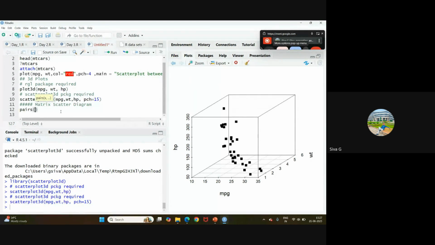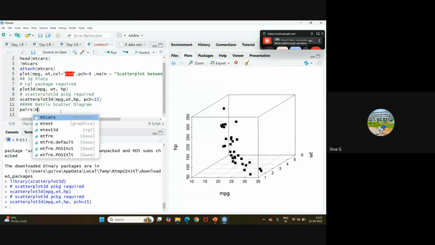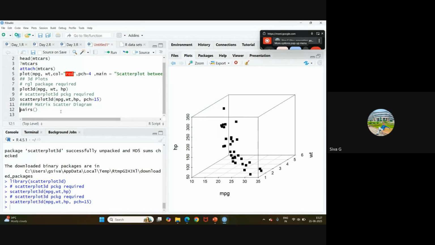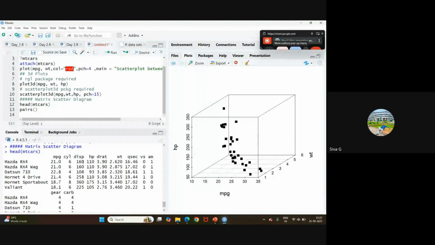What is the data set we have? Directly I will use the data set mtcars. First I will look into it, head of mtcars. Here, what are the variables? mpg, cyl, disp, hp, drat, wt, qsec. We'll take some variables; there is no need to take all of them.